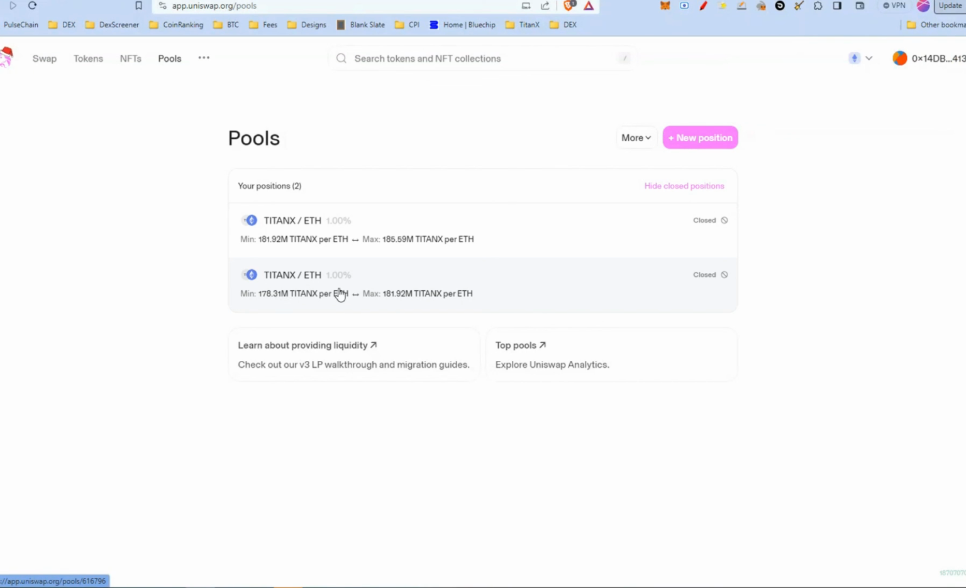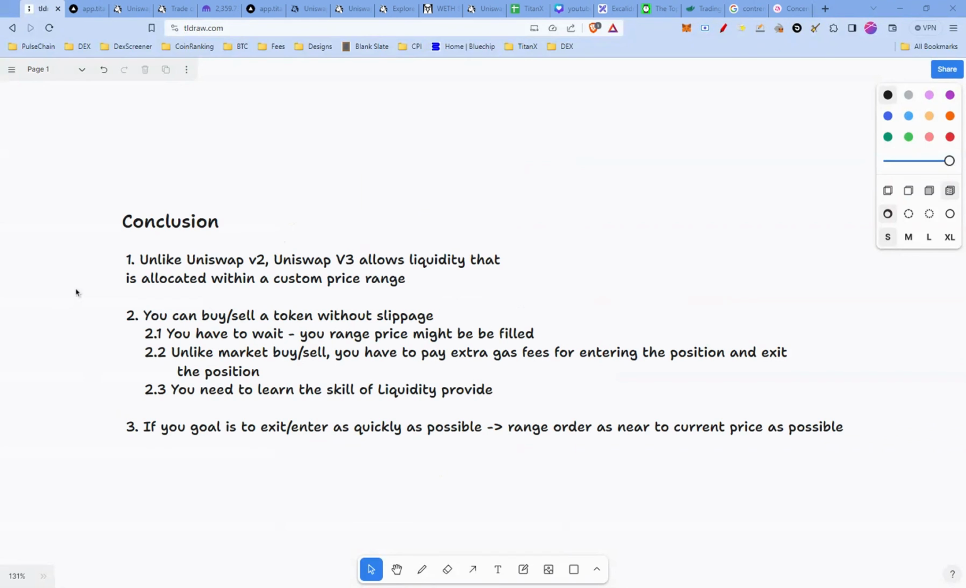So the first position, I had ETH and I wanted TitanX, and in the second position I had TitanX and I wanted ETH. So there you have it, folks. Conclusion. Unlike Uniswap V2, with Uniswap V3, you're allowed to place liquidity which is allocated within a custom price range.